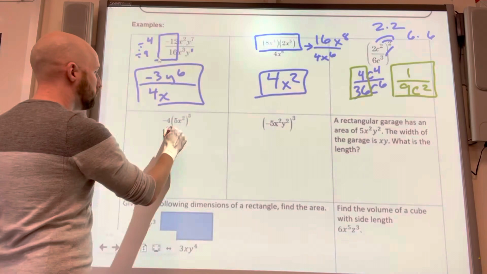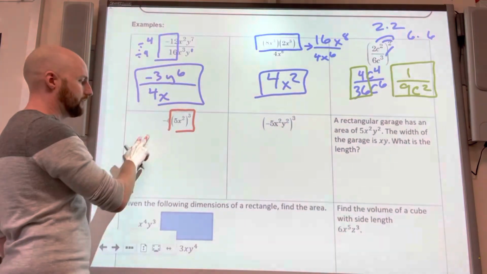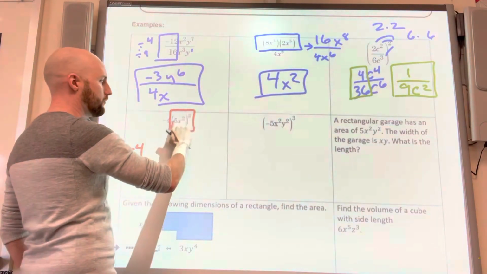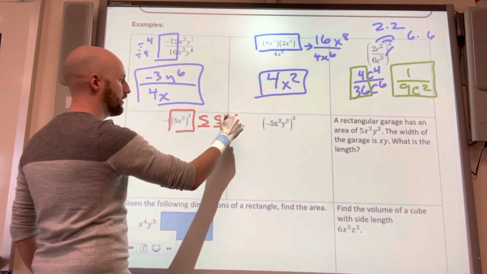Here, I need to do the exponent first. So ese menos 4 nomás queda enfrente esperando. So we're just going to leave this here waiting. But here, 5 to the exponent 3 means 3 times multiply 5.